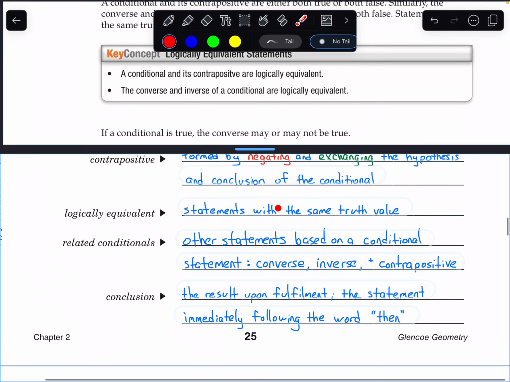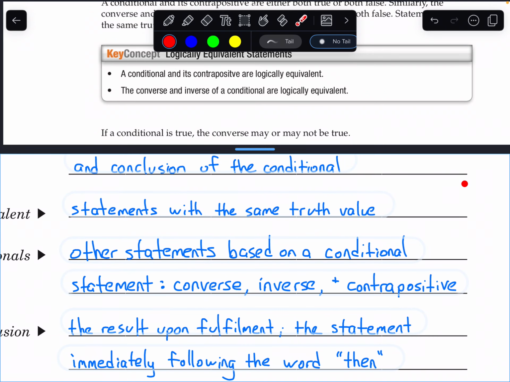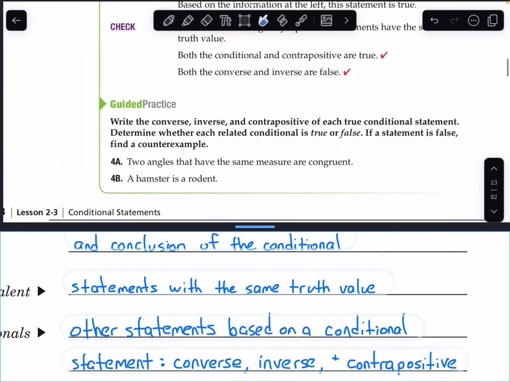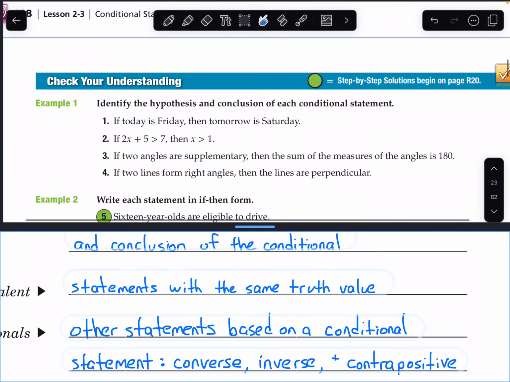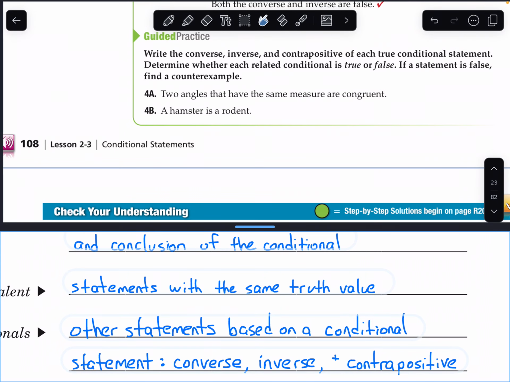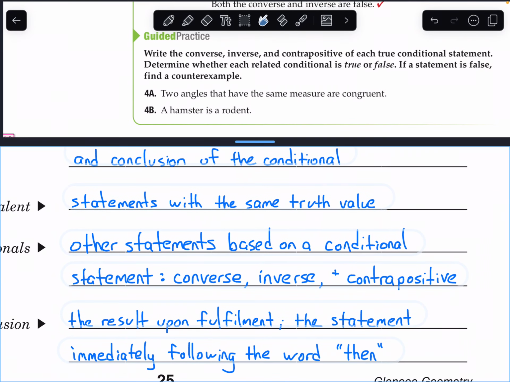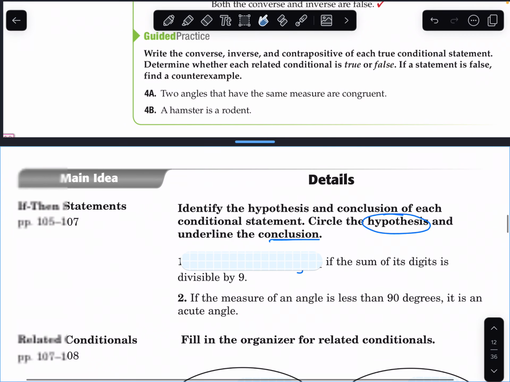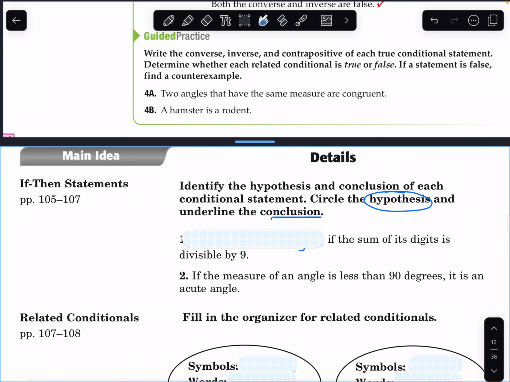Logically equivalent statements are statements with the same truth value. At the end of example 4 is the check your understanding, so we are finished reading. Let's continue to the second page of notes. The main ideas are if-then statements and related conditionals.